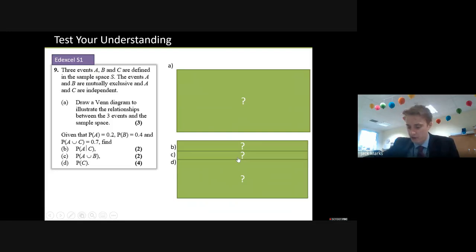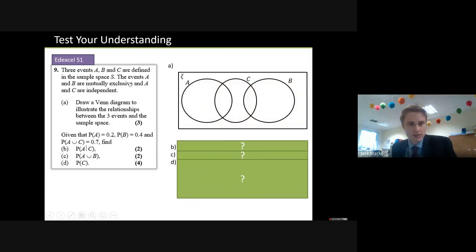Pause the video then, have a go at those ones there, and I'll reveal those on the screen. So assuming you've done that, make sure you've used the information here. So what do we have? A and B are mutually exclusive. In other words, the A and the B circle shouldn't overlap. It doesn't say anything about mutual exclusivity between A and C, or B and C, so we have to assume that there will be some overlap. So that's how we would draw it, with some space on the outside.